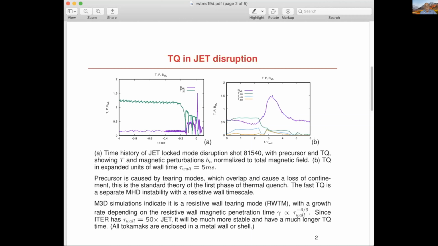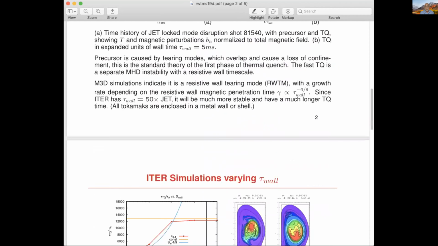Now, since ITER has a much thicker, much better conducting shell than JET, and that was by design, actually, the wall time is like 50 times longer, and so therefore this instability is much slower. So this spike will be greatly spread out. In fact, it'll have a serious impact, but maybe not as bad as they thought.